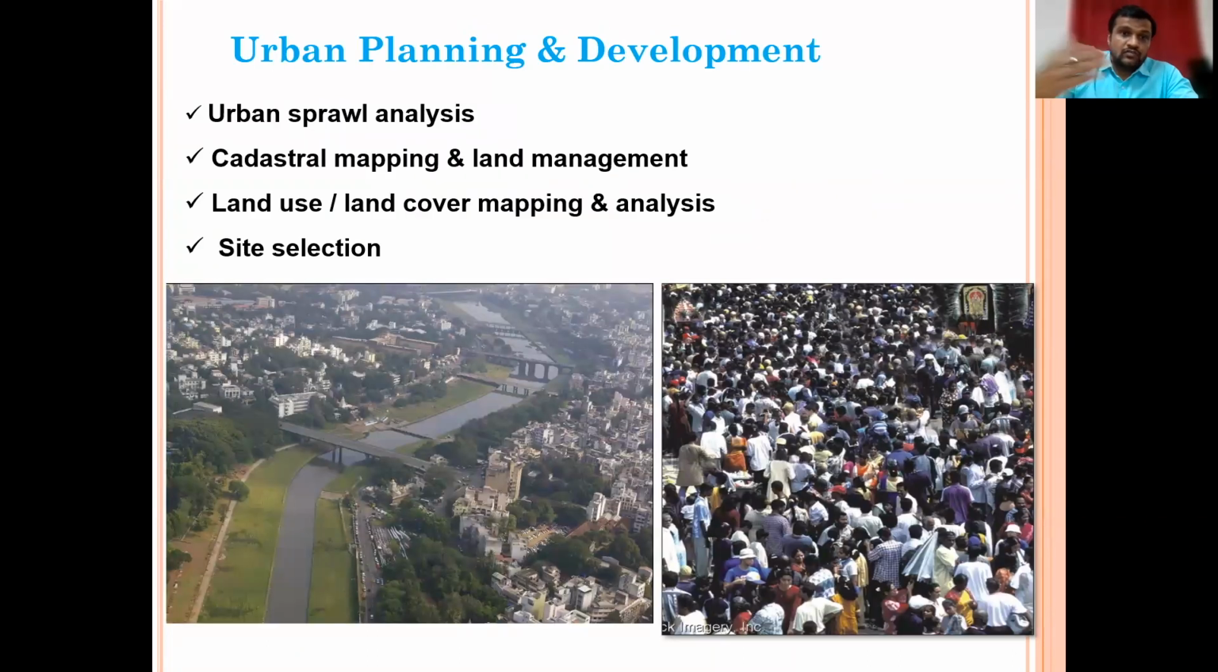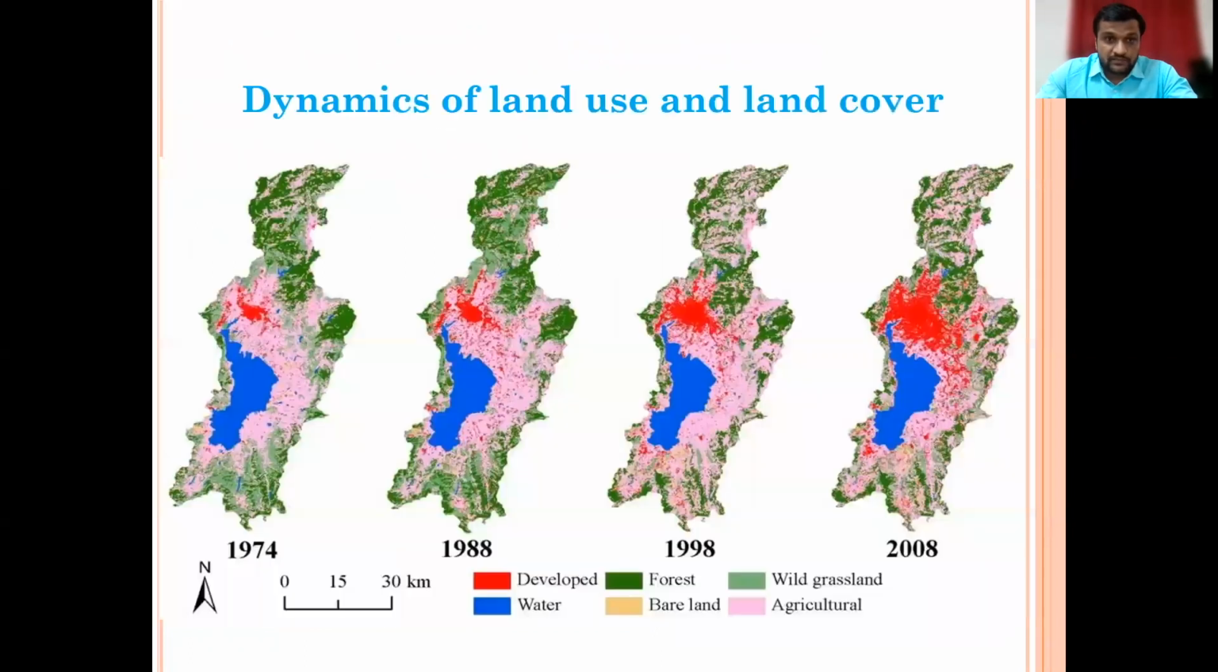It can also be used for urban planning and developmental activities. By having remote sensing images, we can easily map and monitor the growth change. Then cadastral mapping can also be done using remote sensing. Land use, land cover mapping and change analysis can be done using remote sensing and GIS. That is very much important for sustainable land use planning.